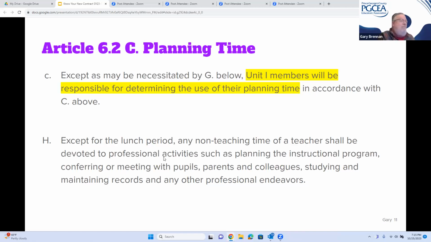You can't be doing your online Christmas shopping or holiday shopping. You can't be talking on the phone with your sister in Indiana. You have to be working and doing these things. This does not mean your principal can say, oh, I'm going to schedule a parent conference because that's listed in H. No, you can schedule to talk to a parent during your planning time if you want to. That's work related. This language does not say your principal determines that you'll use that time to go to an IEP or confer with your colleagues or anything else.